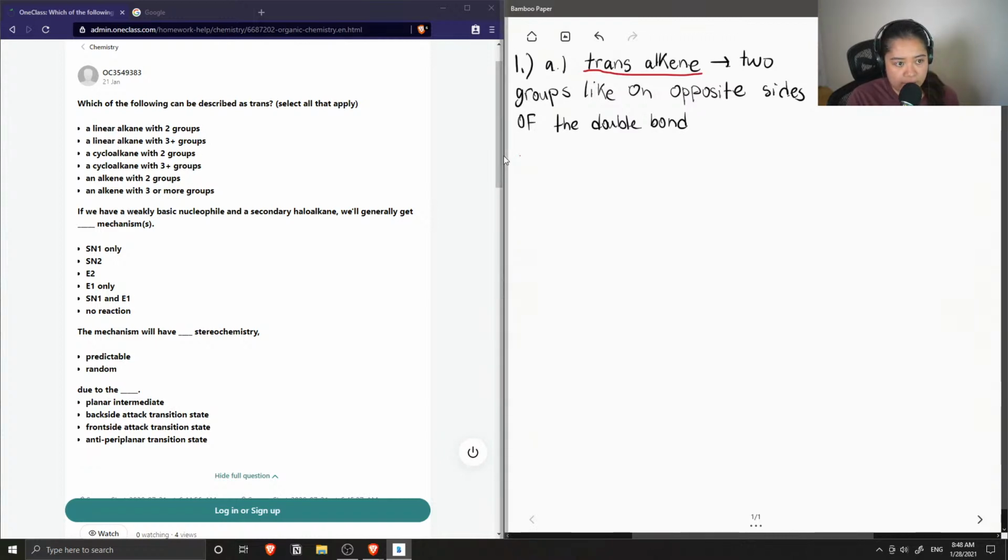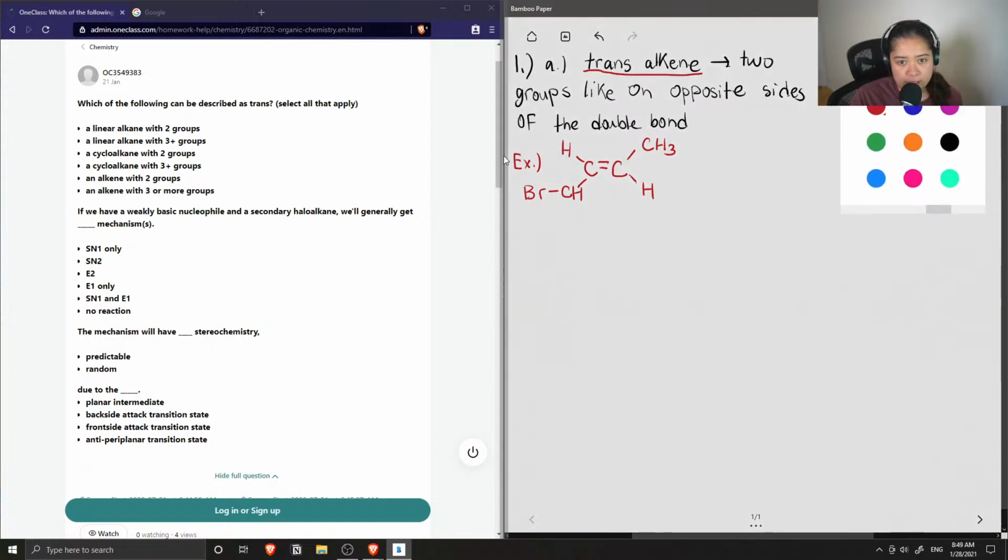Okay, so I'll have an example down here. So let's say we had a double bonded carbon. And we had a substituent, like a methyl group, on one side, or like another group on the other side. Then the rest just had hydrogen. So this is an example of a trans alkene.